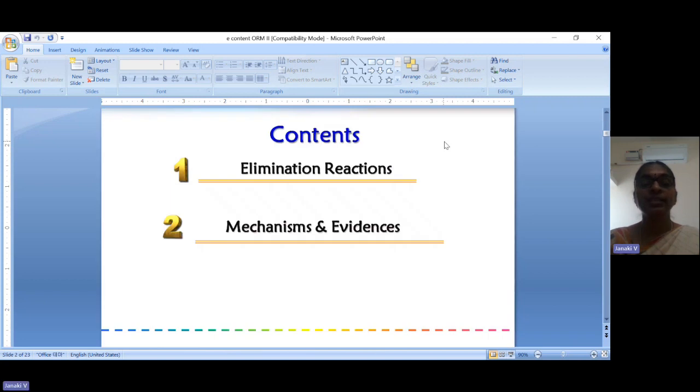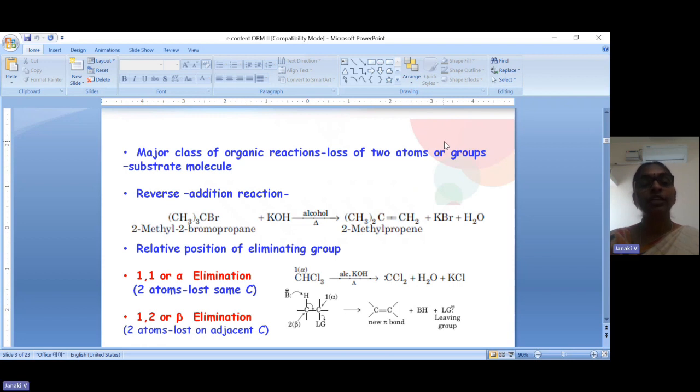So in this e-content, we will see what is meant by elimination reaction, what the mechanism behind it is, and what the evidences in favor of this reaction are. Before entering into this, let us see what is meant by elimination reaction.